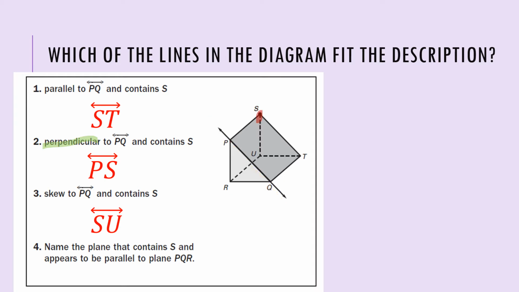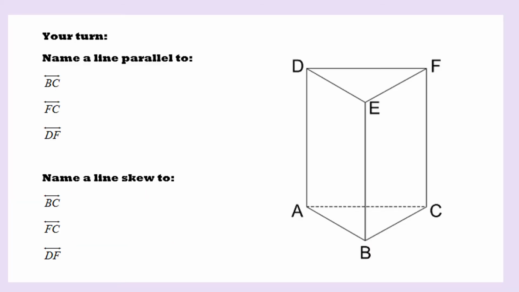Name the plane that contains S and appears to be parallel to plane PQR. So here is PQR. The parallel plane would be this one behind. It contains S. So it's plane SUT or STU, however you want to put it. Okay, go ahead and try these next ones. You have the ones that are parallel and skew with this triangular prism, and then parallel and skew for the rectangular prism. So go ahead and pause your video and try those questions out.